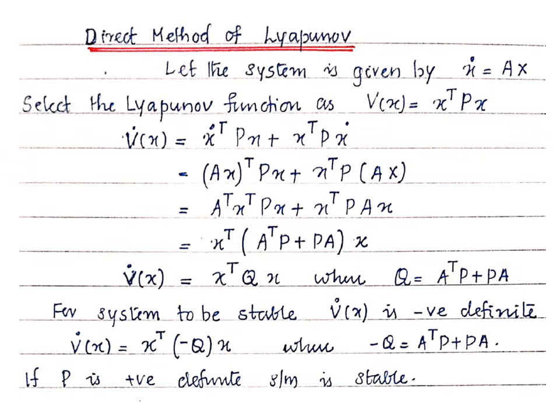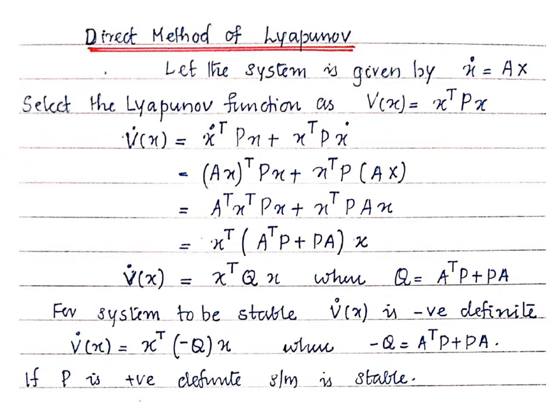Let the system be given by x dot is equal to Ax, and select the Lyapunov function as V of x is equal to x transpose Px, that we have already studied. And we know that V of x will be a positive definite function. Taking the derivative of V of x, V dot x is equal to taking the derivative of the first term, that is x dot transpose into Px, plus x transpose P into taking the derivative of x, that is x dot.